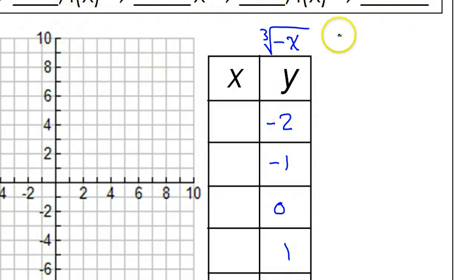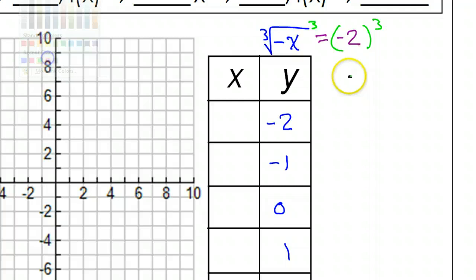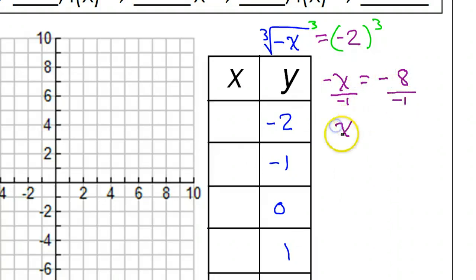So for example, if I want -2, that means this cube root of -x must equal -2. Well, to solve that, I'm going to have to cube both sides of the equation. Alright, and that's going to give me -x is equal to -8. But then I would have to divide both sides by -1, so that would give me x equals +8.